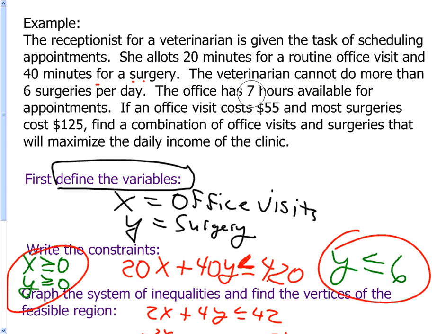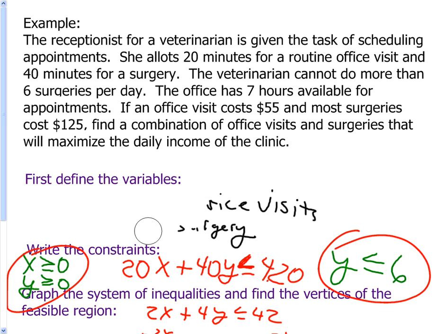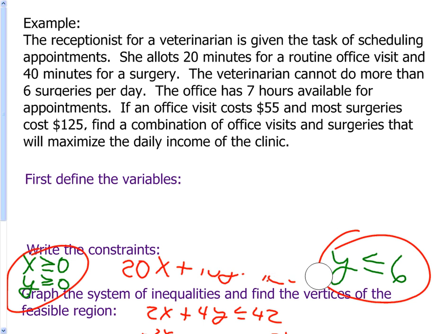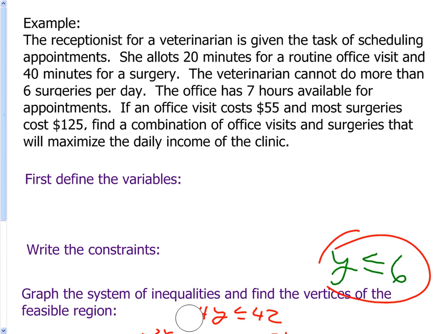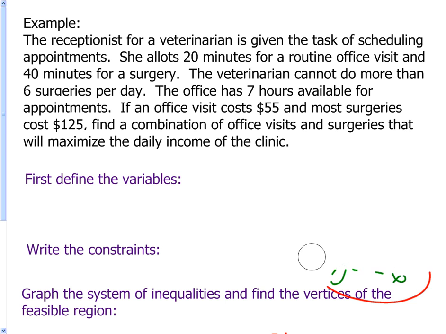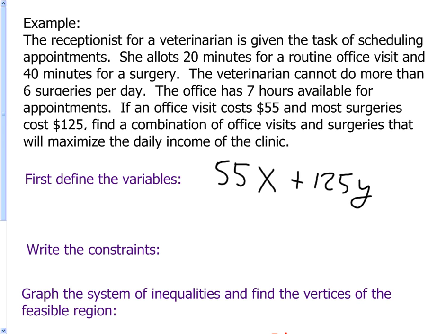Remember the thing we didn't do before because we were going to leave it for later? Which part didn't we do? The money. So let's do the money now. Well, we get $55 for each office visit. So how do I write that in mathese? 55 for each office visit. Well, each office visit was an X, right? So 55 for each X. Anytime you say for each, that means like times by. And then surgeries are 125 for each Y.